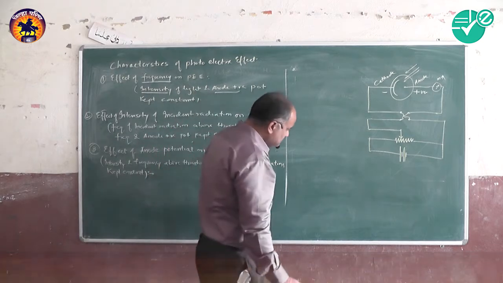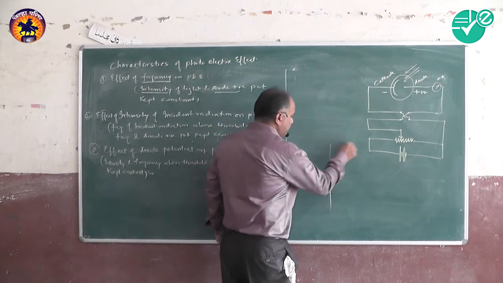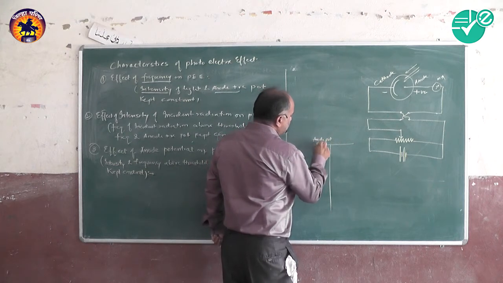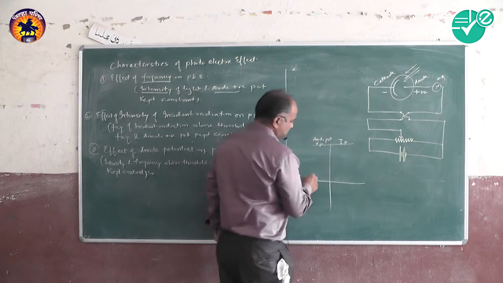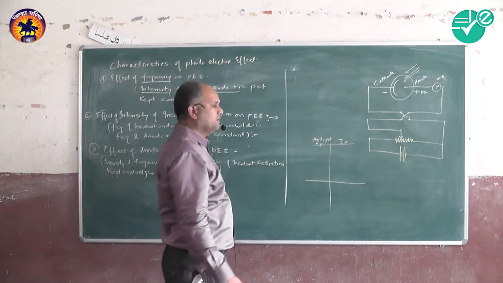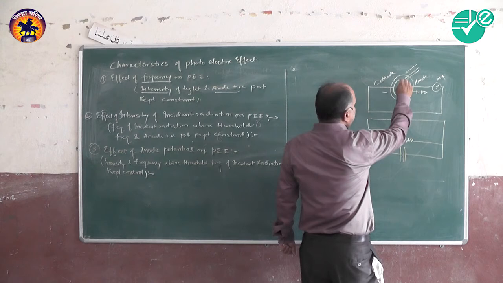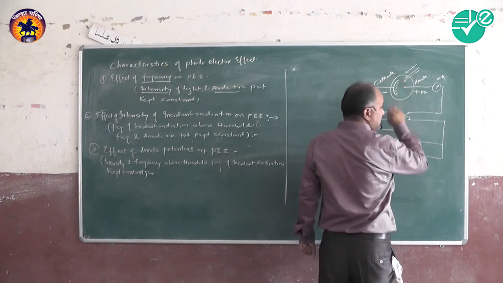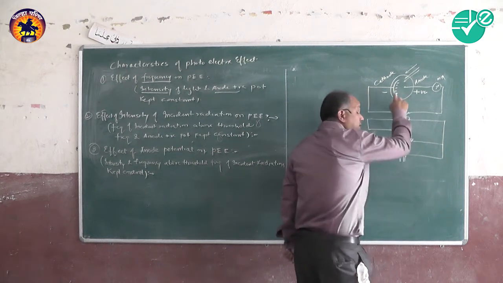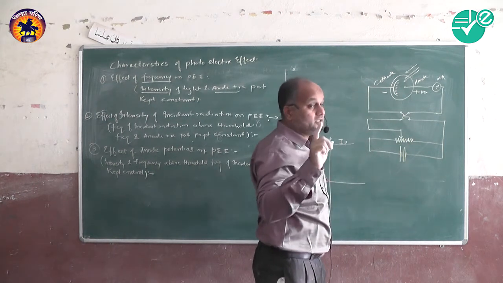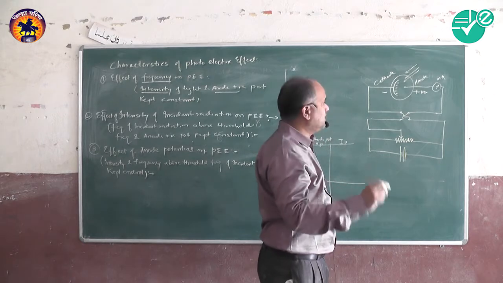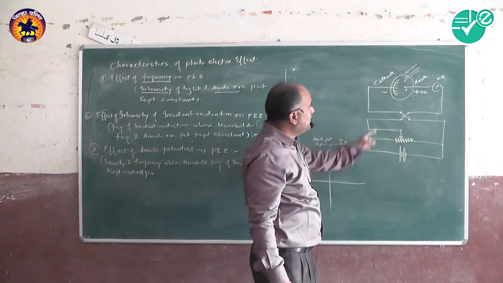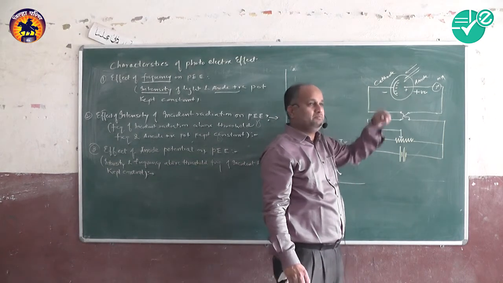Now let us consider, for example, this is the anode potential Vp and this is Ip. Now look here, when the light radiations fall onto the surface of the cathode, negative charge electrons are emitted out. Which electrons are emitted? Negative charge electrons. The anode is at positive potential. What will happen? These negative charge electrons will be attracted towards the positive potential.